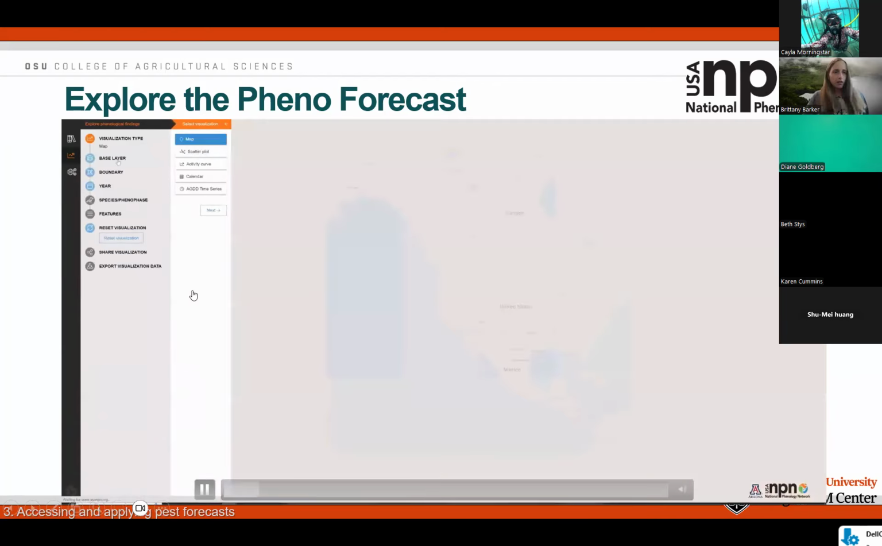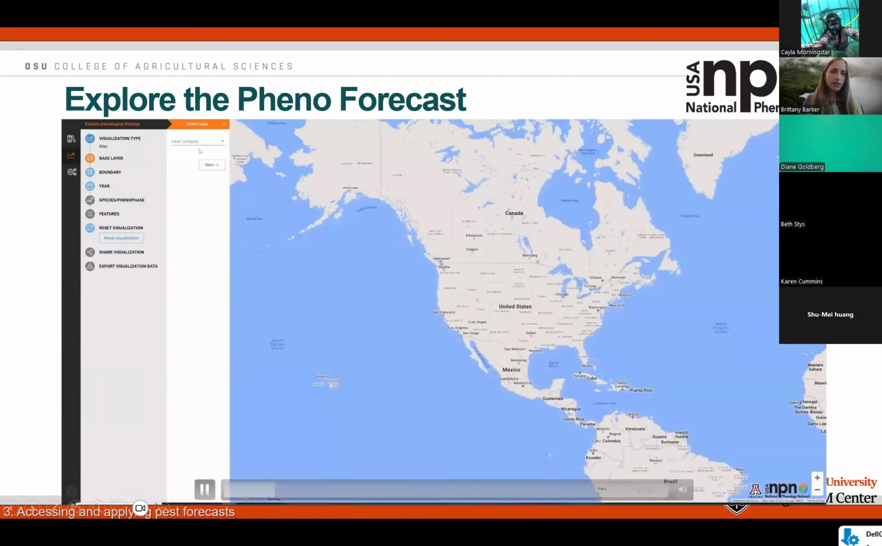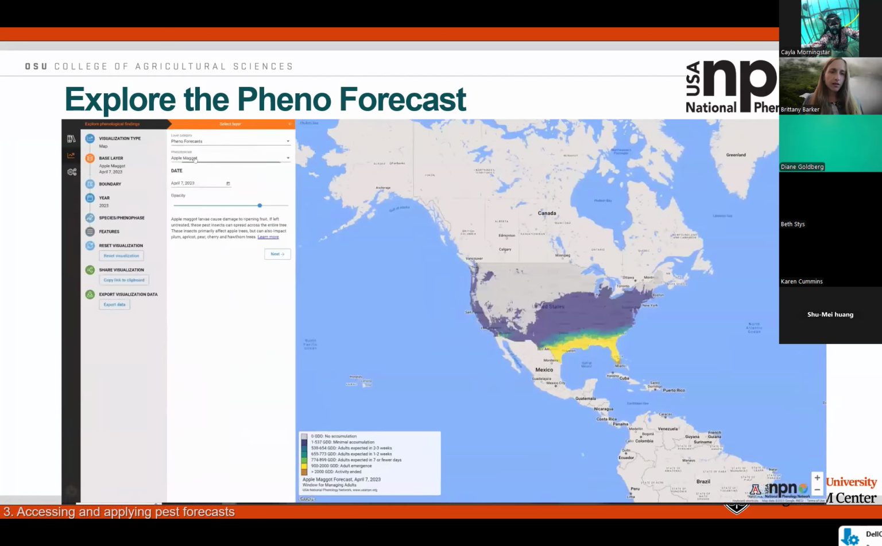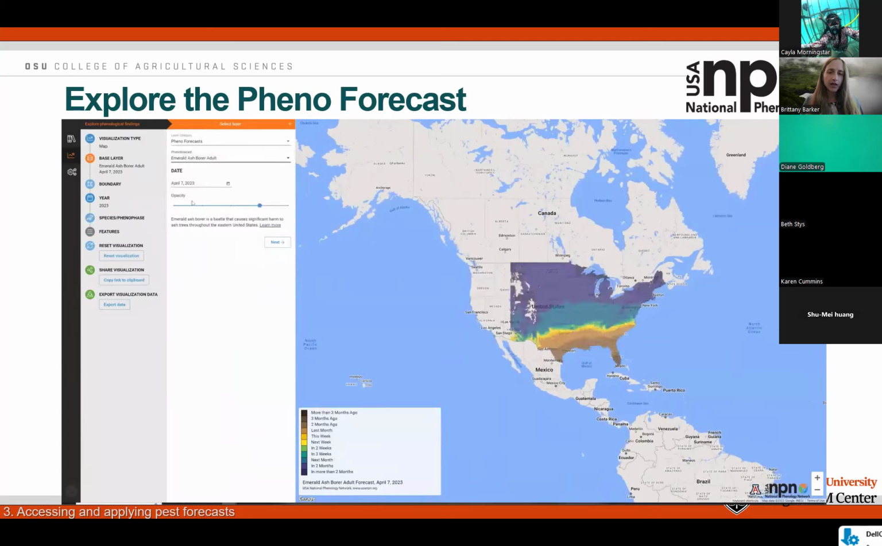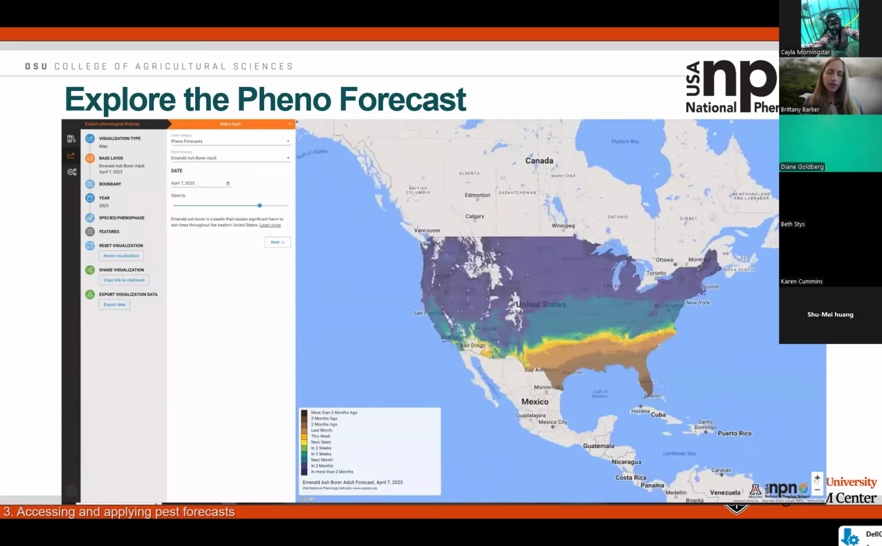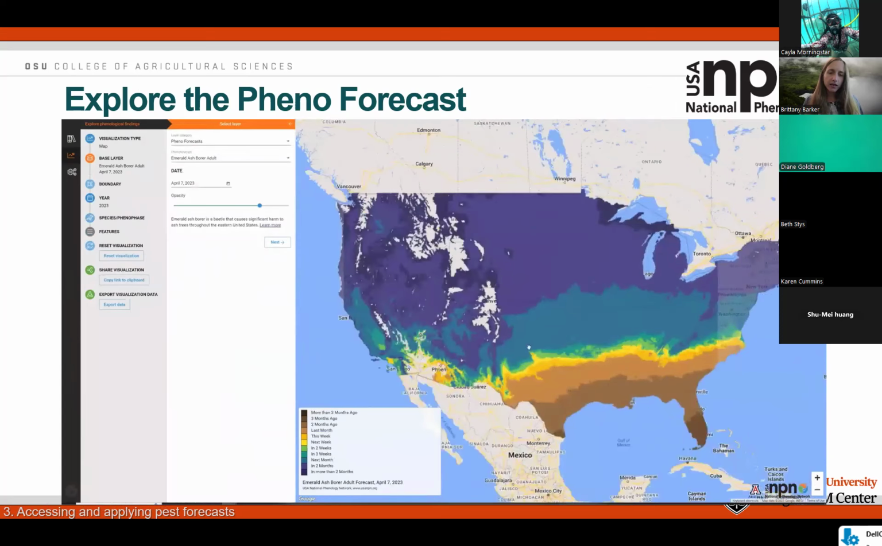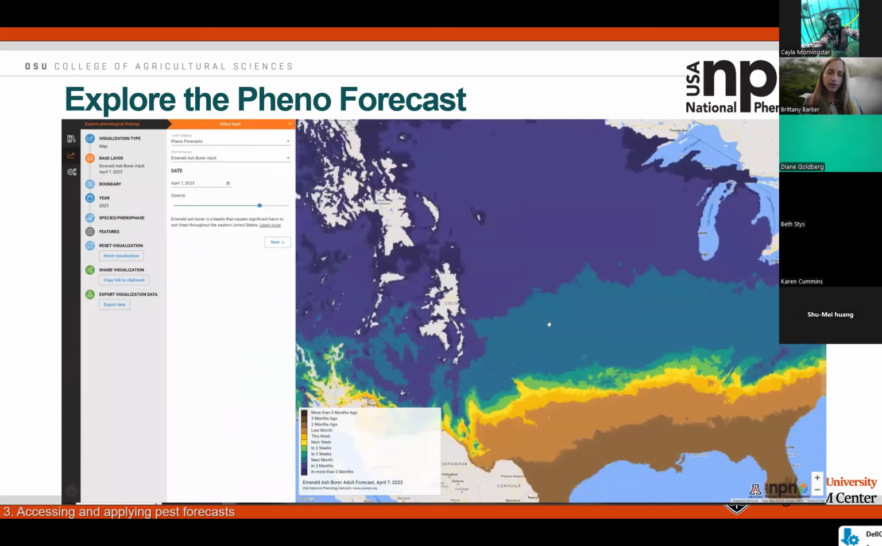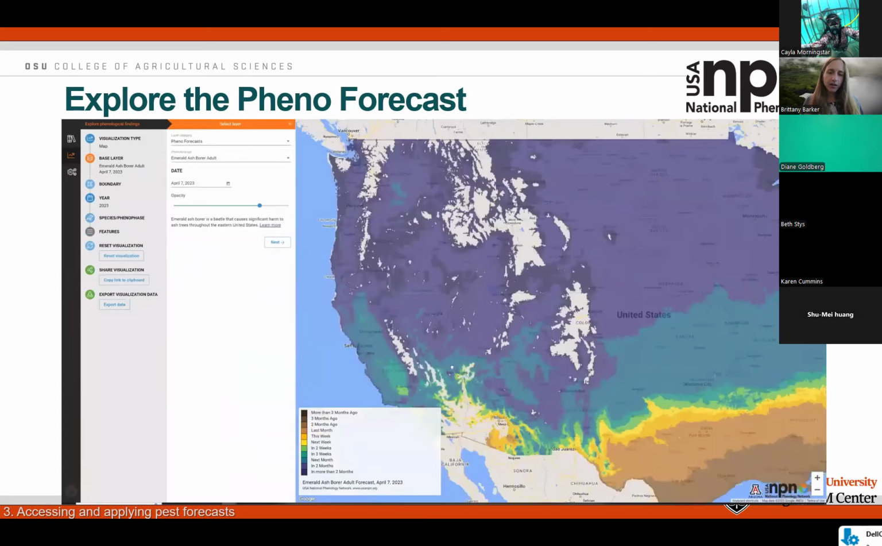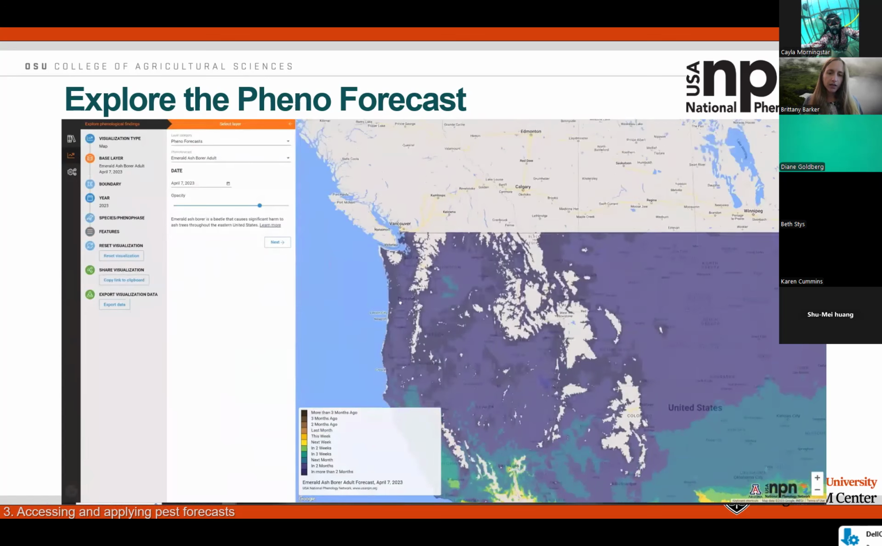Okay. So you select a base layer. We're going to select the pheno forecast and then select the species, emerald ash borer. And then we have forecasts for both the adults and also egg hatch. So first I'm selecting the forecast for the adults. And then I can zoom in. In my case, like I said, I live in the Portland area, so I am panning the map, going over to Portland, clicking on a pixel.